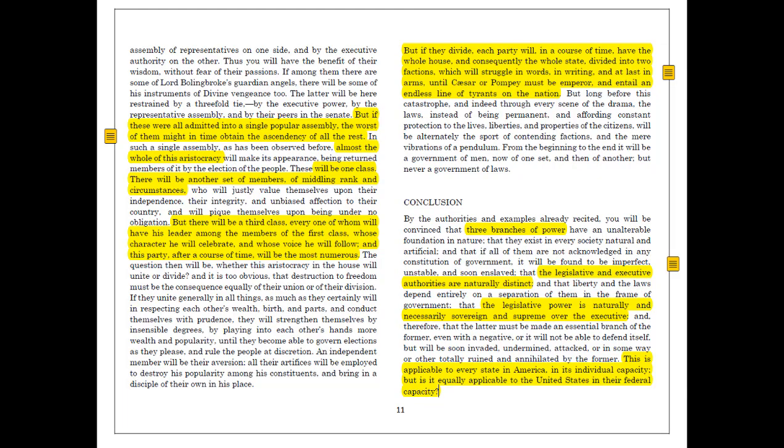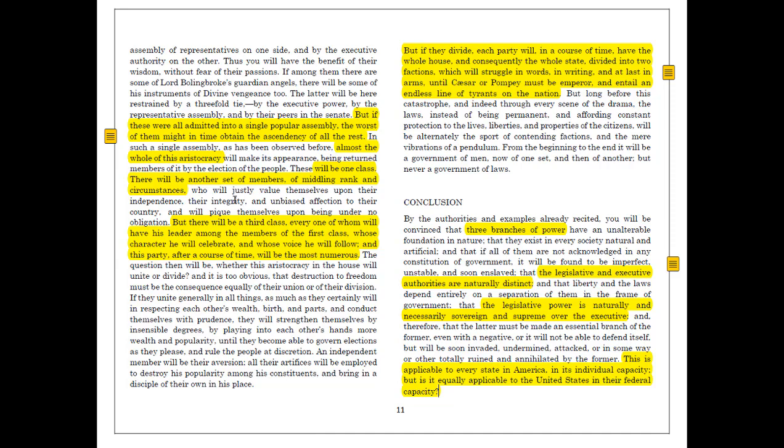In his conclusion, Adams claims to have demonstrated that these three branches of power have an unalterable foundation in nature, that the fundamental division is between legislative and executive, where the executive is subordinate to the legislative, and then there is this fundamental division in the people that's expressed in two branches of the legislative. And Adams introduces the final conceptual problem in that last sentence on the bottom of the right-hand column of 11. This is applicable to every state in America in its individual capacity, but is it equally applicable to the United States in their federal capacity?